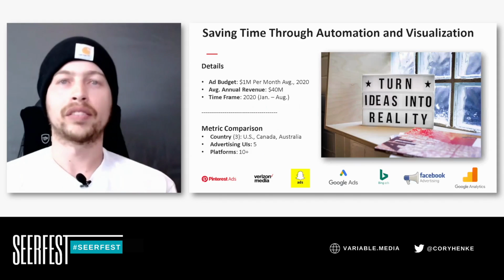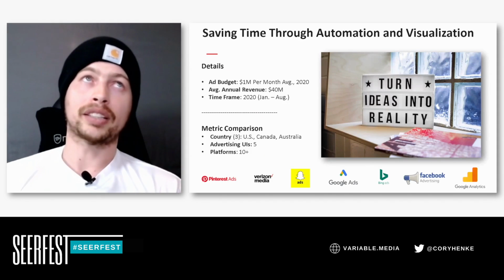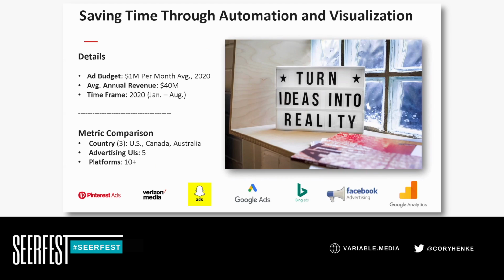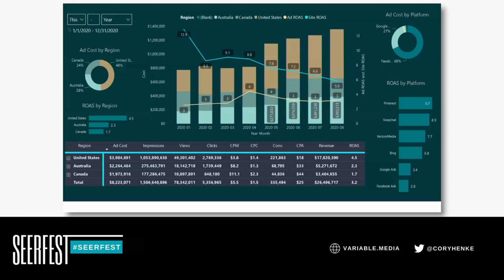So in this first case study, we will look at how to save time through automation and visualization. And this was the first time that I was able to really turn an idea into a reality and aggregate all of these platforms. And I think what I found most interesting was bringing the Google Analytics and the web behavior and combining it with the paid media behavior. And so we'll look across about 5 different UIs, 10 different platforms, and across 3 different countries. But this is more for a larger advertiser, I think, this case study. So let's dive in. Now, on this screen, before we go look at the dashboard, I just want to show you what we're going to be looking at.